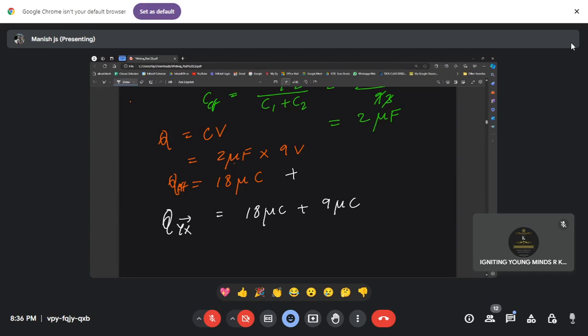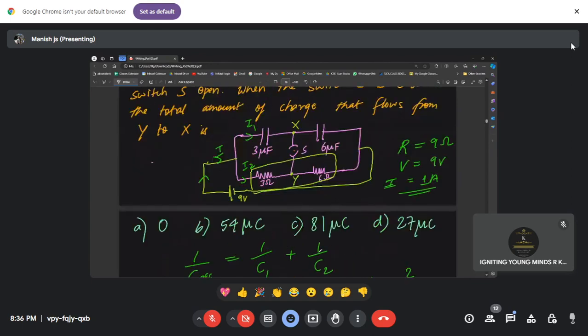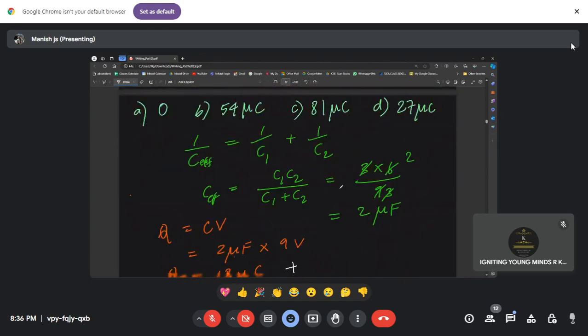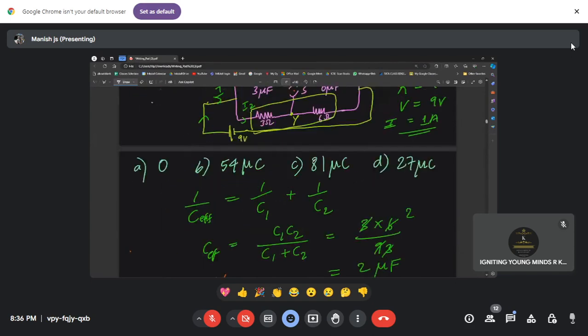For this 9 microcoulomb, that is because 1 ampere of current is passing through 6 and 3 ohms, which is in series. So that also needs to be taken into account when you're trying to find out the charge which is getting passed from Y to X. So the total charge is going to be 18 plus 9. And how much is that? 18 plus 9 will give you 27. 27 microcoulomb is actually the answer.